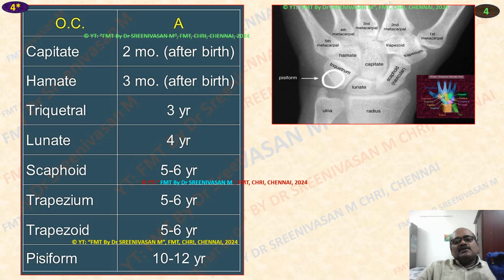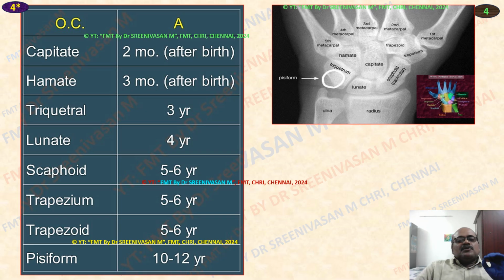Then hamate, 3 months after birth. Then triquetral, 3 years. Lunate, 4 years. Scaphoid, 5 to 6 years. Trapezium and trapezoid, both 5 to 6 years. And pisiform, 10 to 12 years.